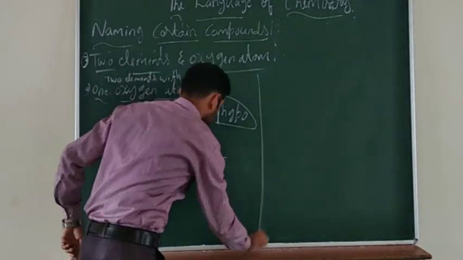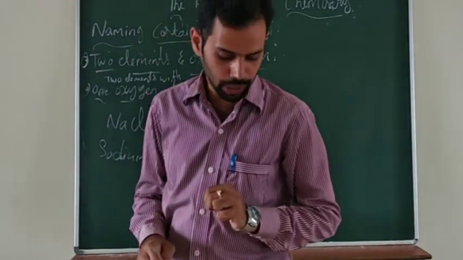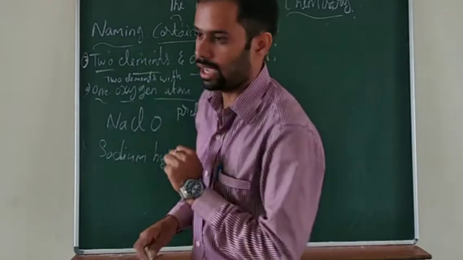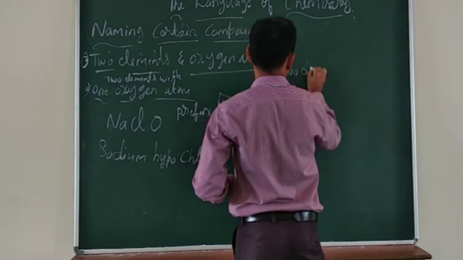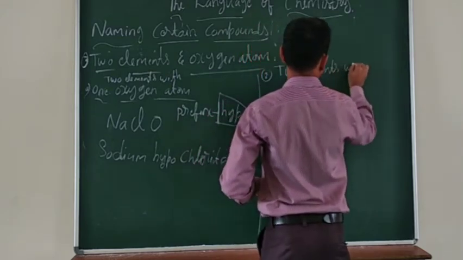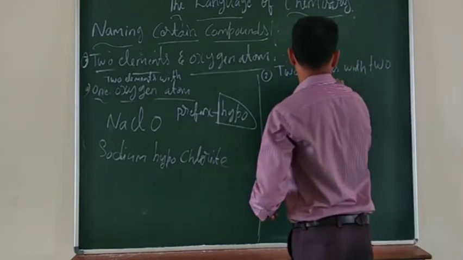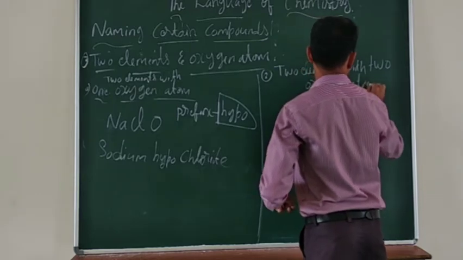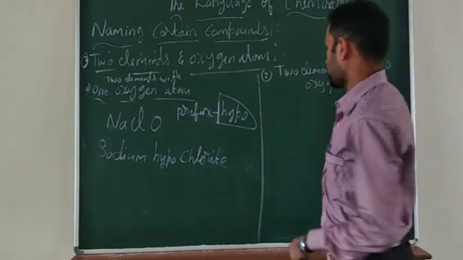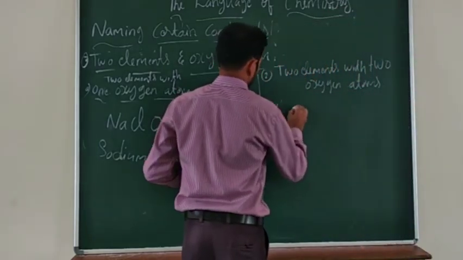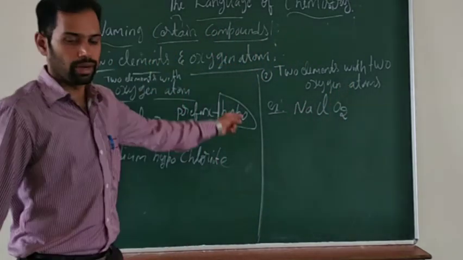So next, when there are two elements with two oxygen atoms. At that time, for example, NaClO2. Two elements with two oxygen atoms.